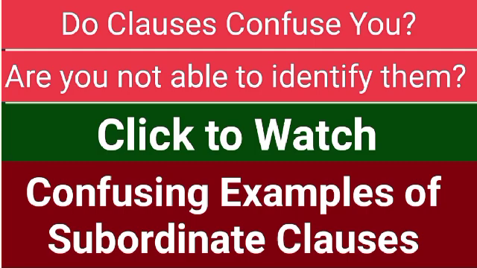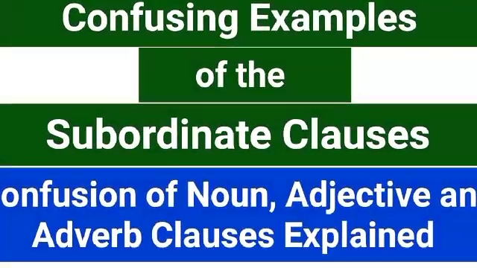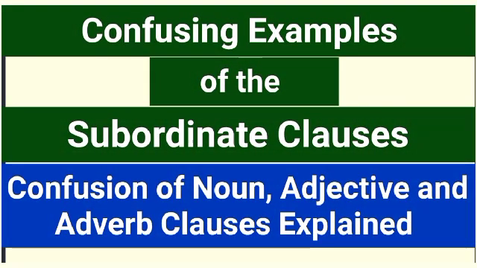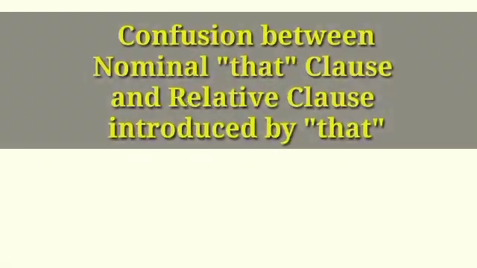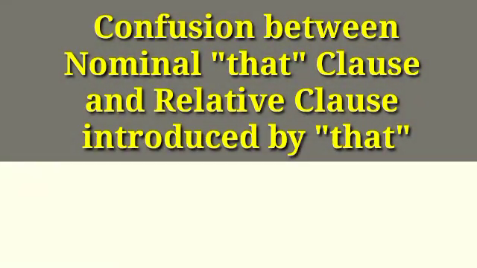In the last video, we have seen noun clauses, adjective clauses, and adverb clauses. This video is specifically dedicated to the examples of the confusions. So let's begin. There are three types of confusions according to me. First confusion is confusion between nominal finite that clause and relative clause introduced with the help of relative pronoun that.